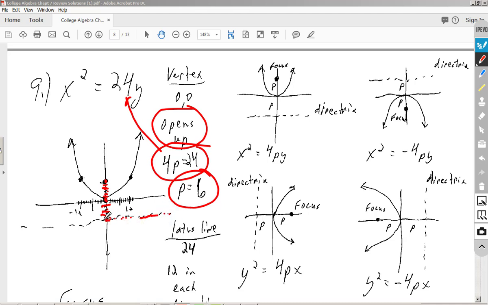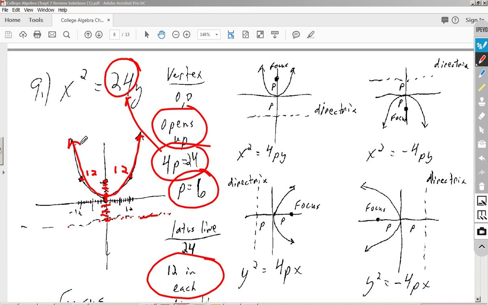So now that I've done that, I can go ahead and write down those two locations. So you're going to notice that your latus rectum is going to be a total of 24. So since your latus rectum is a total of 24, that means that I'm going to move 12 in each direction. So from my focus, I'm going to move 12 to reach the edge of my parabola. So now that I've done that, I can go ahead and draw my parabola.